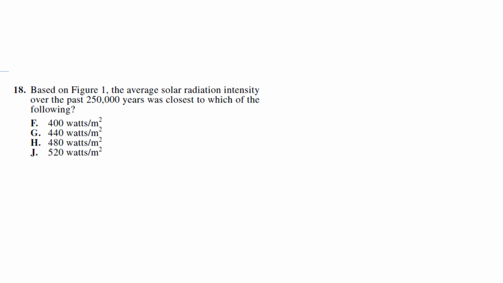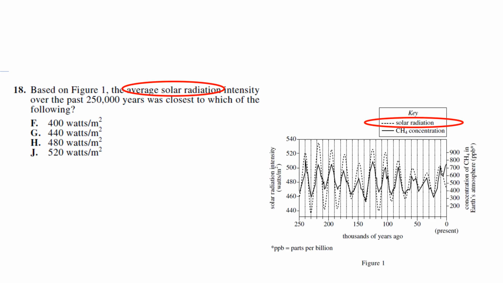Number 18, based on figure 1, so we're going to pull up figure 1, the average solar radiation, the dotted line, intensity over the past 250,000 years, we're using the whole chart, was closest to what? So draw a line right through the middle, and that looks like they're about the same on each side. So 480 is probably your answer. You can use the other two to process of elimination if you want to. 400 is way too low, 440 is way too low, 520 is way too high. So your answer has to be H.